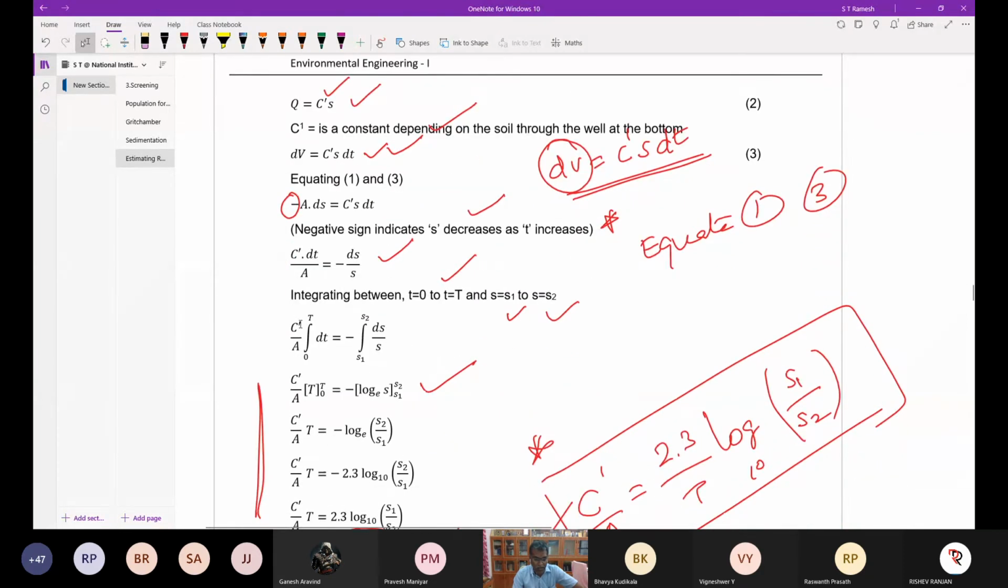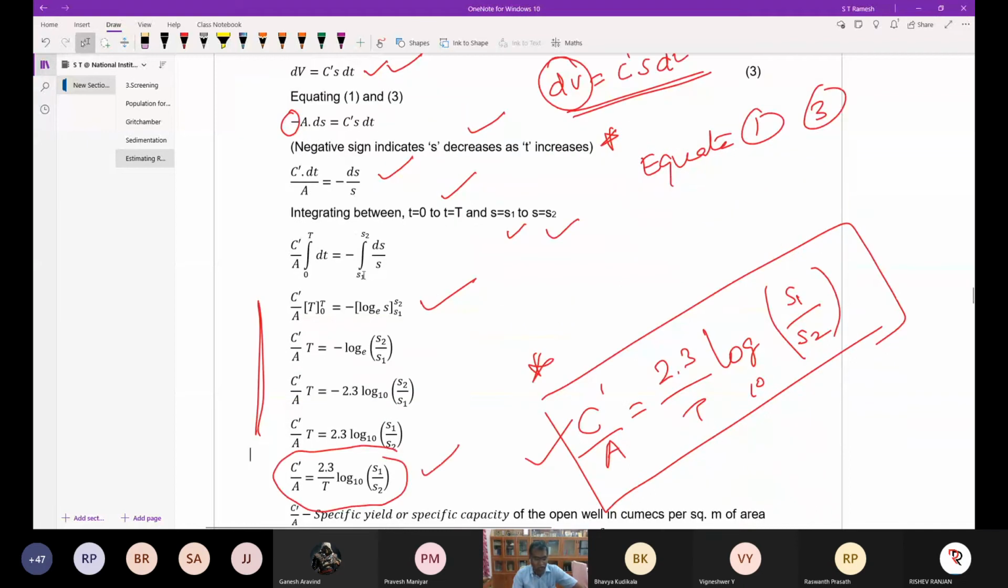You can equate this and go for integration, where the limits are t = 0 to capital T, and s from s1 to s2. C' by A is constant. Integration of dt is equal to T, and integration of ds by s is log s to the base e. Substitute the limits and convert to base 10, and you get the equation: C'/A = (2.3/T) log10 (s1/s2).